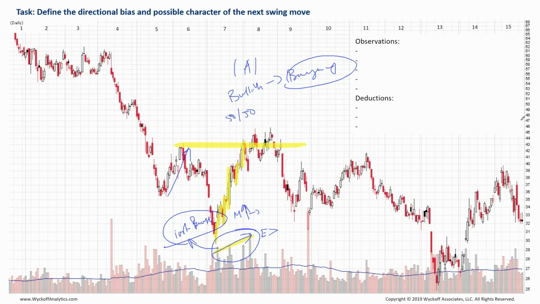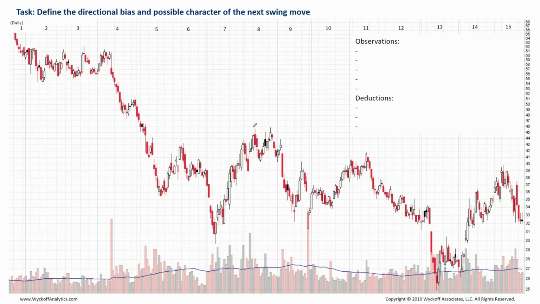Okay, well, let's do exactly that. Arvin, when we look at the next reaction, would we say that the bullish bias is confirmed? I would say yes.